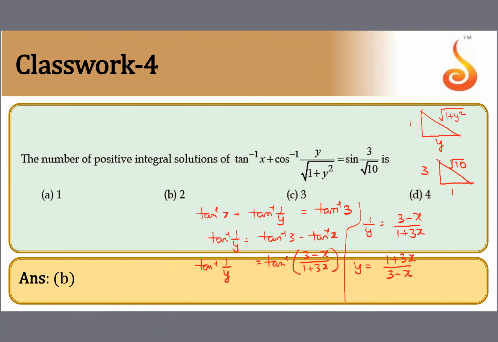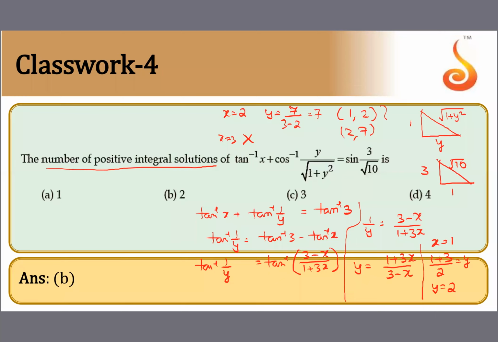Most important point, number of positive integral solutions. Okay, take x equal to 1. So what we get? 1 plus 3 by 2. So y equal to how much? 2. Possible. Next you take x equal to 2. So what we get? y is equal to 3 twos are 6 plus 1 is 7, and 3 minus 2 is equal to 1, so y is 7. x equal to 3 onwards, not possible. So we get ordered pairs 1 comma 2 and 2 comma 7. Only 2 ordered pairs are possible.